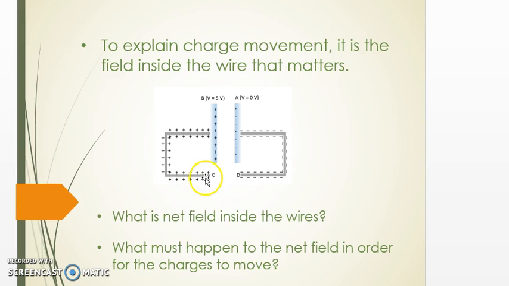It's the field inside the wires that is going to determine how the charges move. So, obvious question, when C and D are not in contact, what is the field in the wires? Students should answer that the net field must be 0 because the charges are not experiencing any movement whatsoever. And then the follow-up question, well, what must the field be in order for the charges to move? So obviously you have to have a non-zero net field in order for the charges to move.